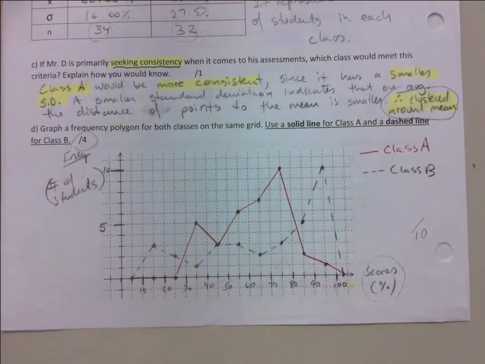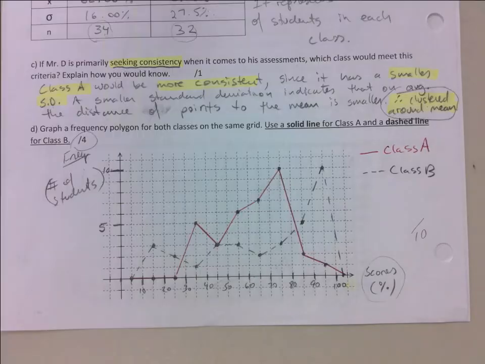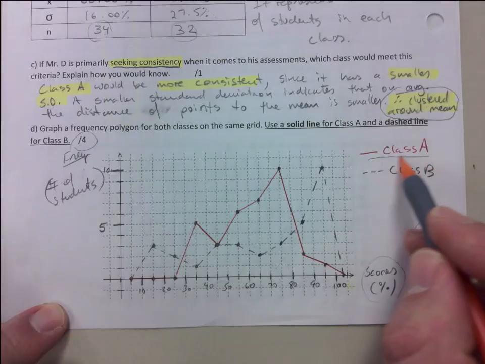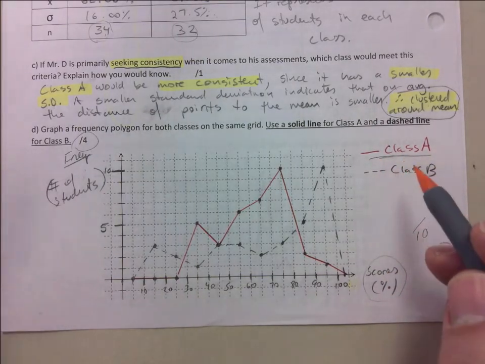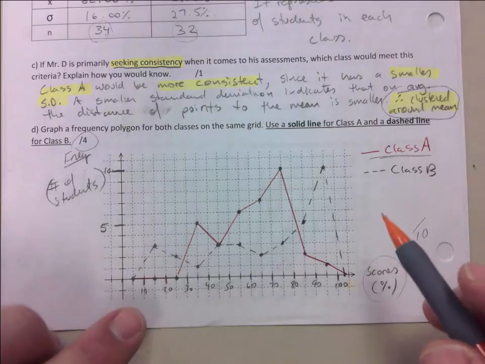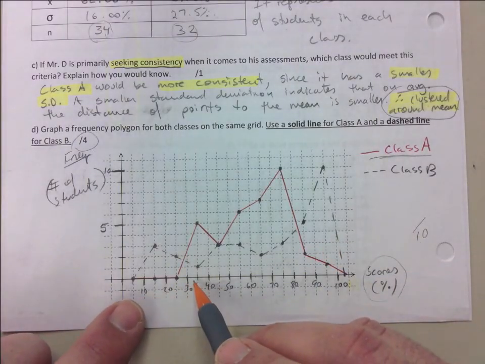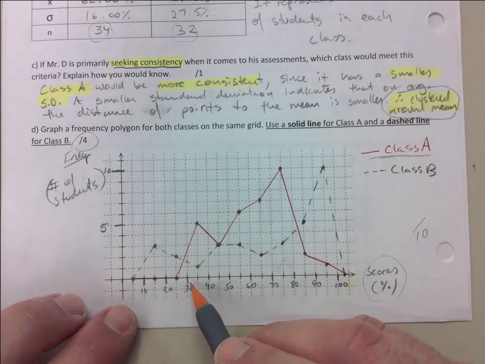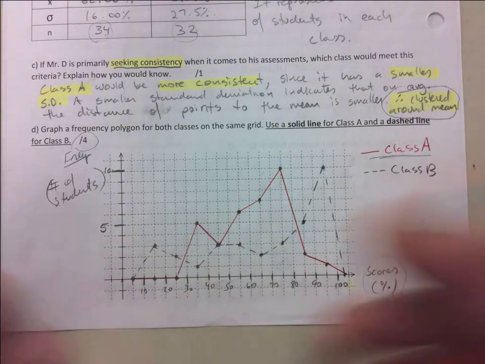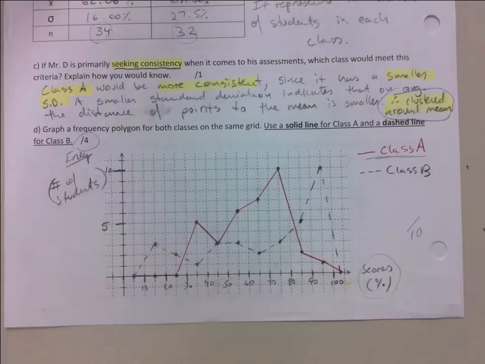And here's probably the more challenging part. I would say do one at a time. Do one class at a time, right? So for example, Class A was my red line. So what I did is I found the midpoints of everything. So what does that mean? Okay, here, I'll show you what that means exactly.